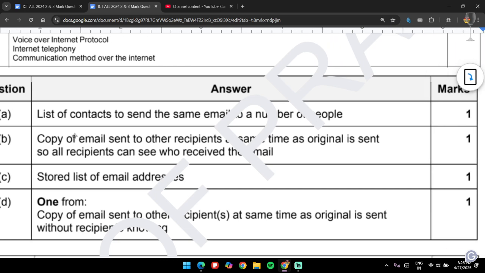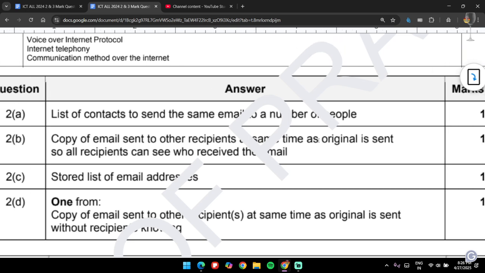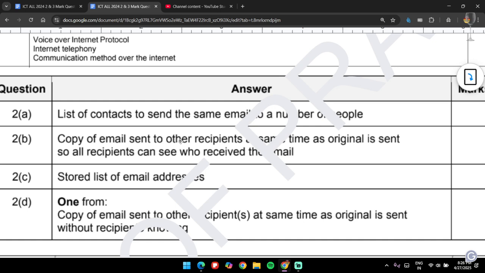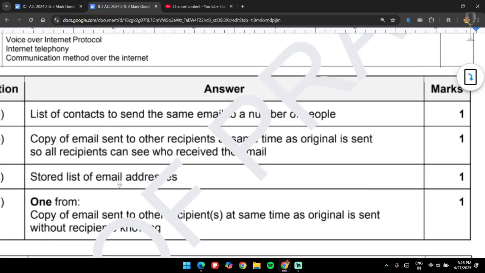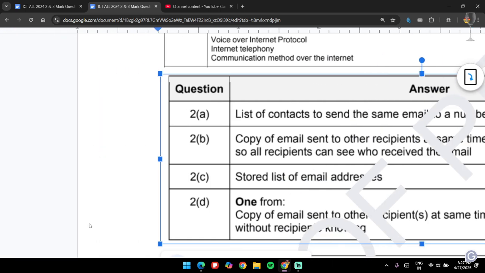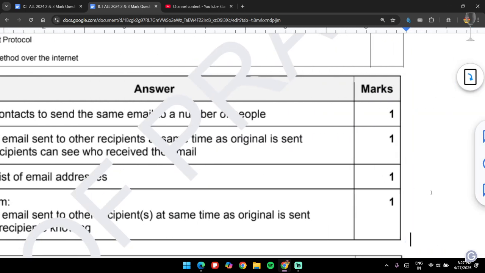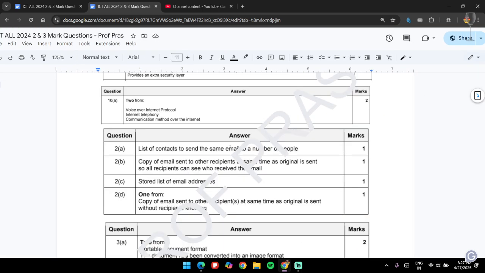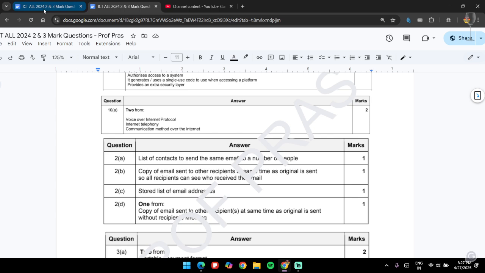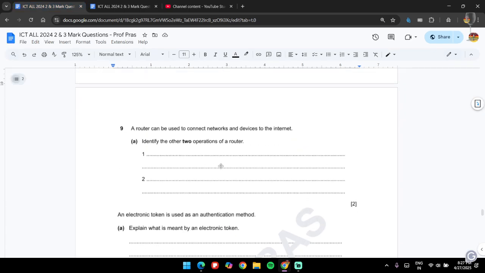Now CC is a copy of an email sent to other recipients at the same time as the original is sent, so all the recipients can see who received the email. Then address book, I think, is a stored list of email addresses. Simple. Then BCC is a copy of an email sent to other recipients at the same time as the original is sent, without the CC recipients knowing. I've personally added that, because I think BCC people usually know the other recipients as well. Or maybe not. I'm not exactly sure, to be honest.